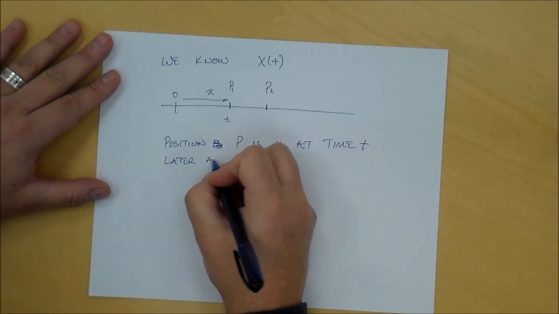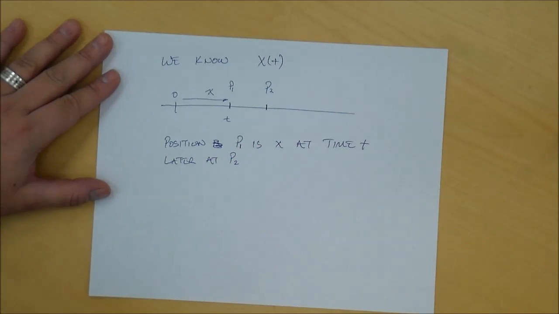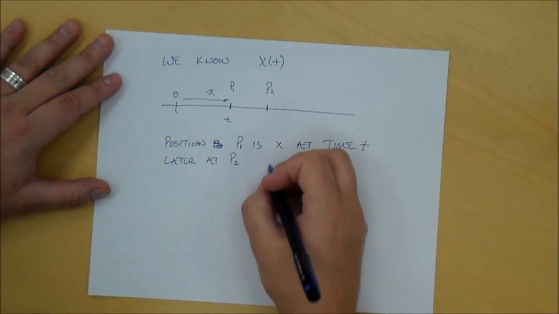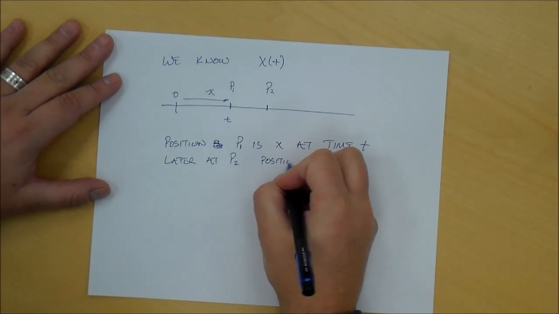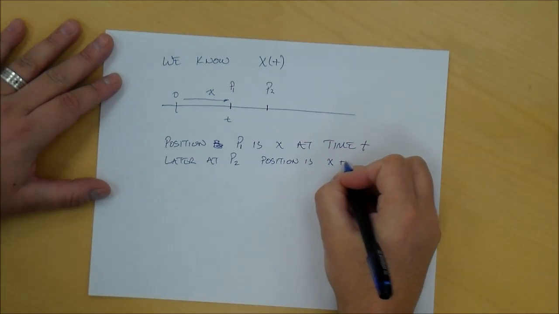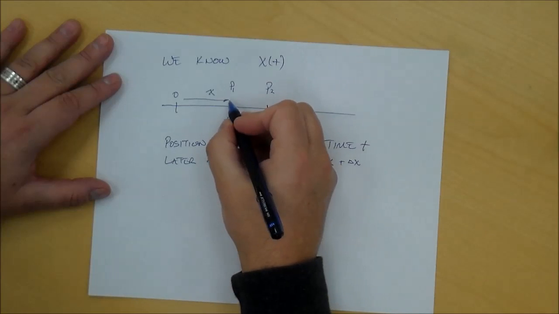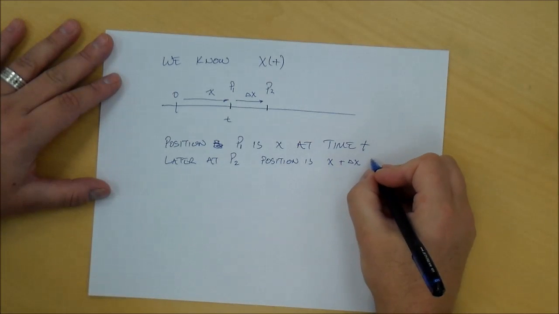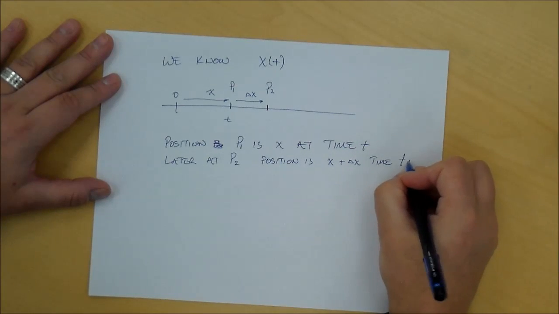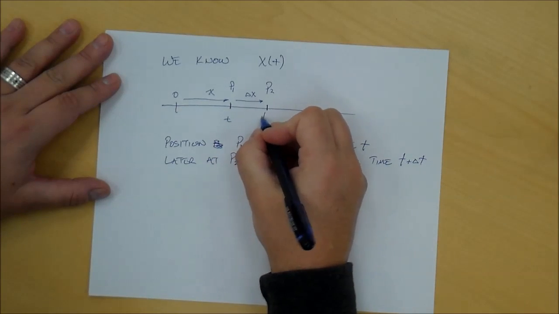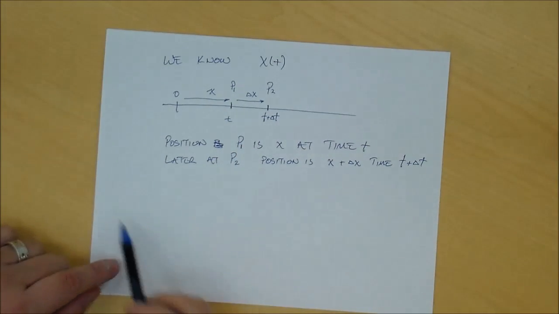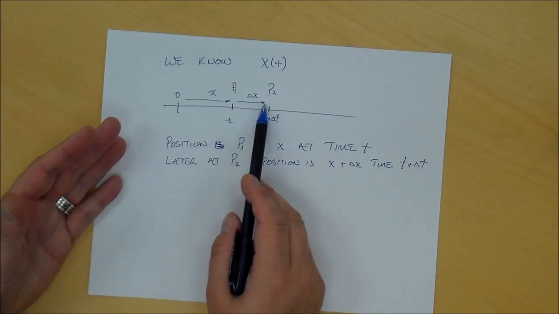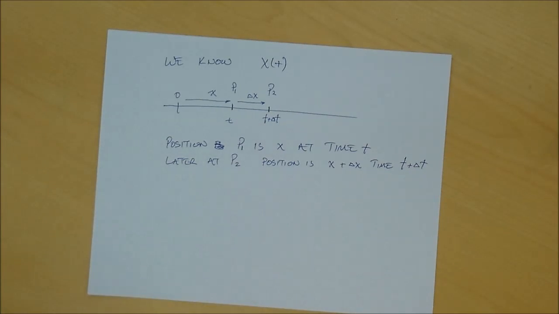So later at P2, remember that's a subscript 1, the position is, let's say, x plus some delta x. So if this distance is x, that interval is delta x, and let's say the time is t plus delta t. All right, so at some initial time it's at position x at time t. A little bit of time later it's at a position x plus delta x at time t plus delta t.